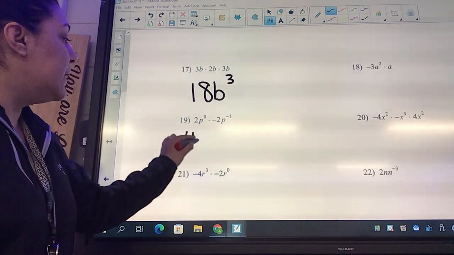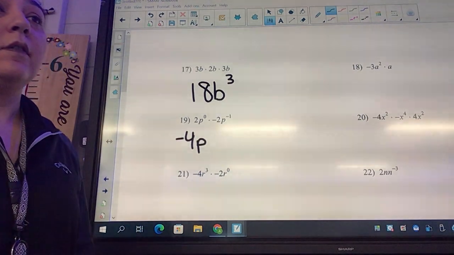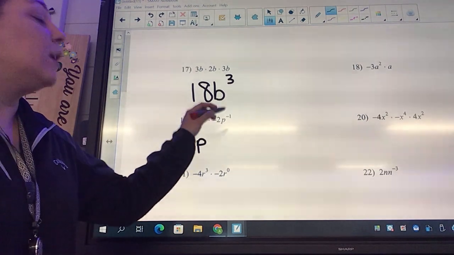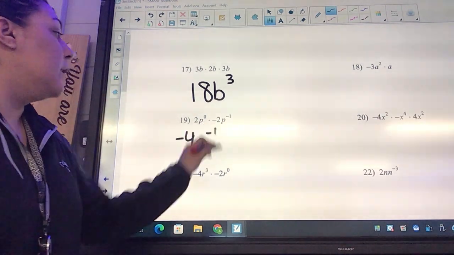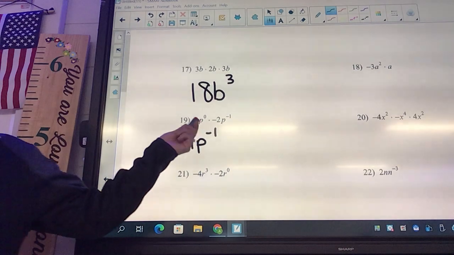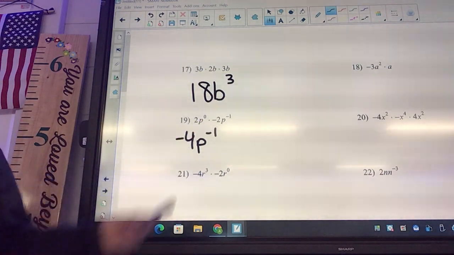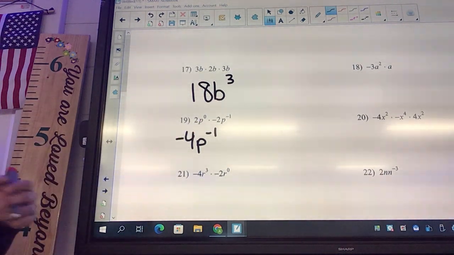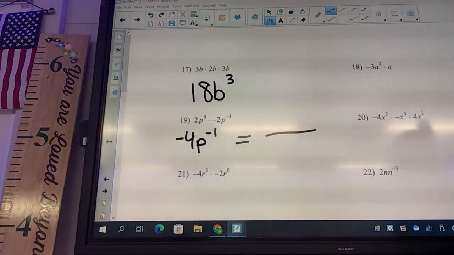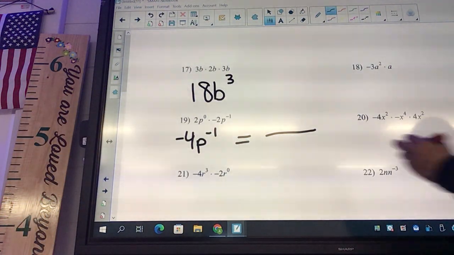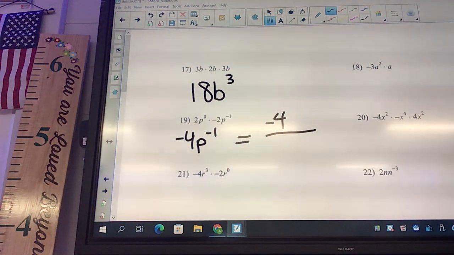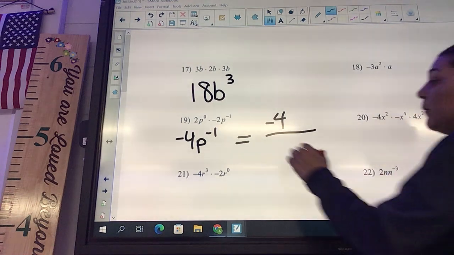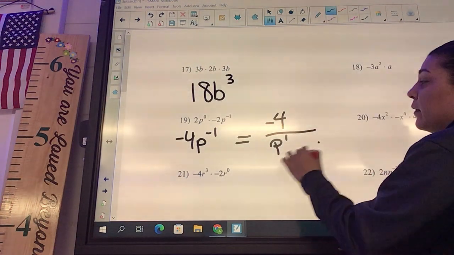Okay, 19, you're going to multiply the base, -4, and add the exponents. What's 0 plus -1? -1. Okay, well, that's a no-no. We learned that yesterday, right? So some of them you're going to have to take a step further. Okay, so the same as we did yesterday, where does the -4 go? On top. Okay, we always keep the base where it's at. P to the -1 on the bottom, and it becomes what? Positive.